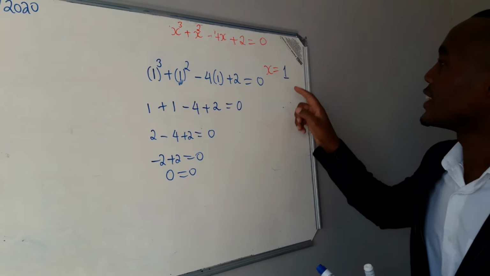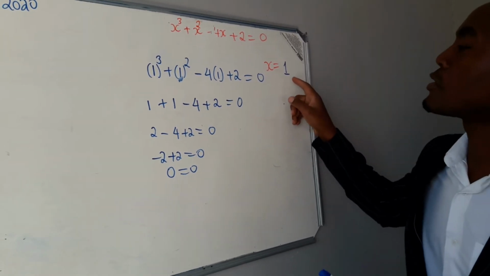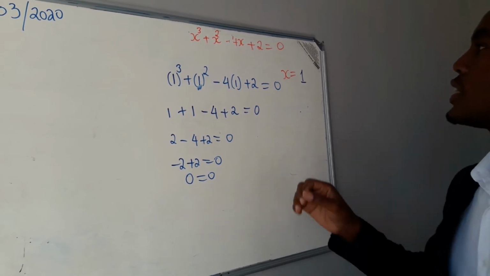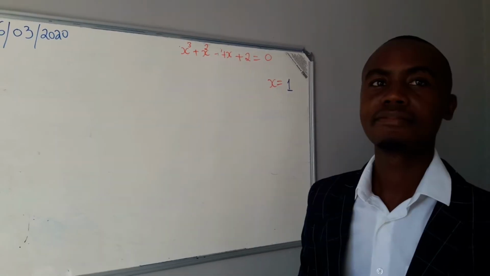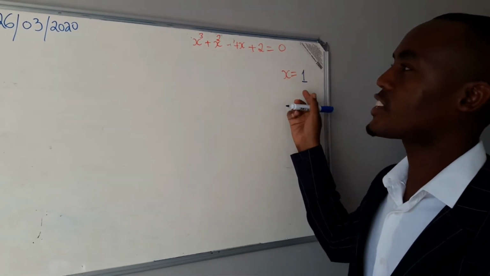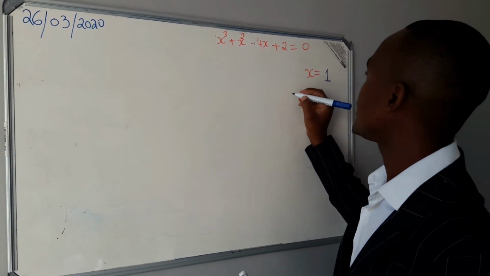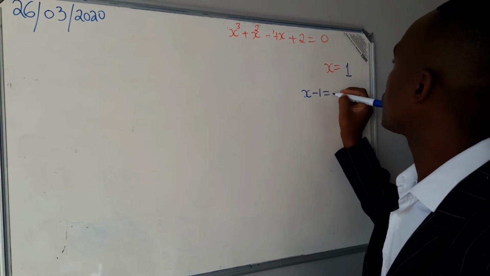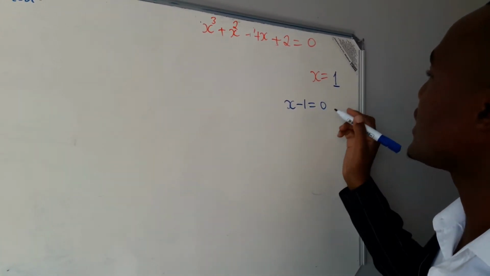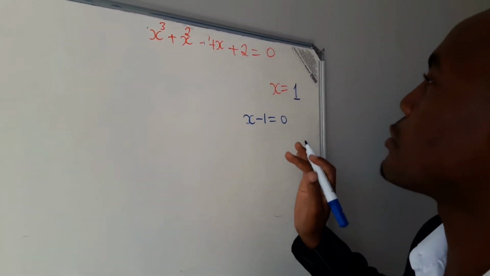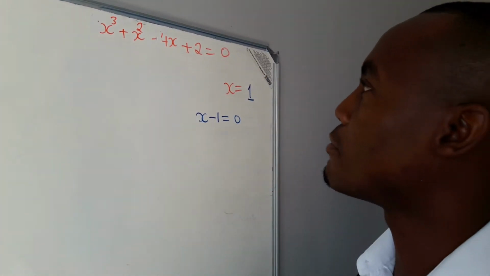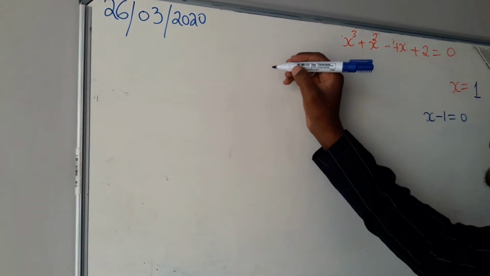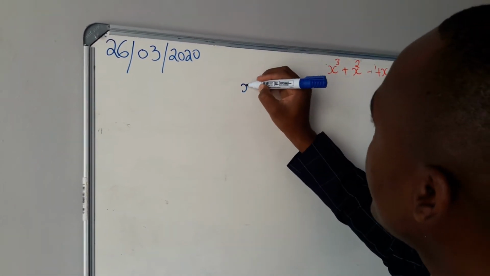So we can see that the number 1 satisfies the purpose of factorizing this expression. So it is actually a factor. So we're going to erase this. That means x equals 1 actually is a factor. So that means if we have x minus 1 equals 0, that means here that this satisfies the purpose of the equation. Okay, so x minus 1 is actually a factor. So I'm going to put it over here, x minus 1.